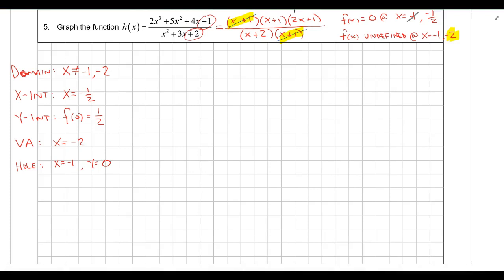So let's talk about asymptotes now. Does this thing have a horizontal asymptote? Well, I have to look at the degree of my numerator and the degree of my denominator. I have a cubic divided by a quadratic, so I'm not going to have a horizontal asymptote, but I am going to have a slant asymptote. The slant asymptote is going to be the quotient of the polynomial division, numerator divided by denominator. So let's take a look at that real quick.